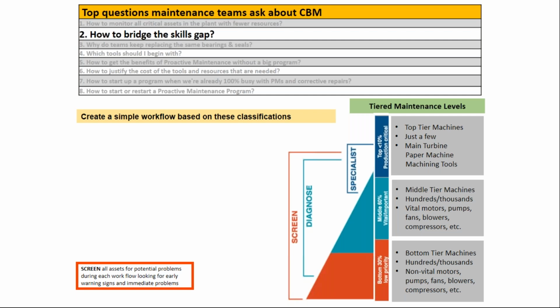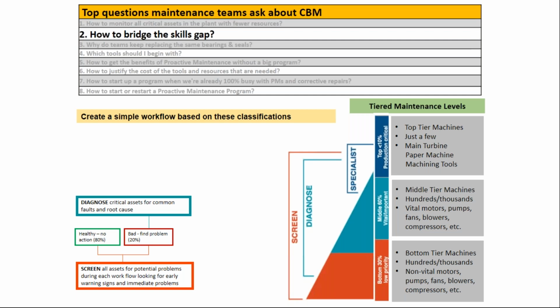Because if we can screen our machines and find out which machines are good and bad, that's going to screen out about 80% of the machines, because traditionally 80% of the machines in the plant are healthy. So why analyze a healthy machine? That means we've only got 20%. So right off the bat, we've knocked out 80% of the things, so we're only looking at 20%. Of the 20%, let's look for the most common problems.